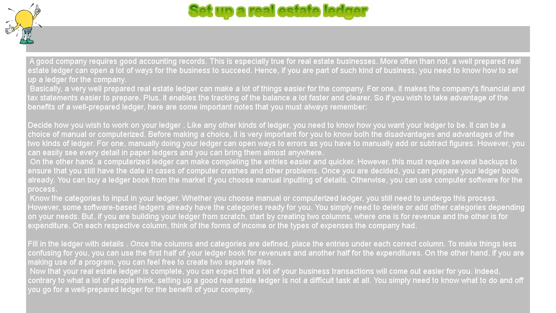Fill in the ledger with details. Once the columns and categories are defined, place the entries under each correct column. To make things less confusing for you, you can use the first half of your ledger book for revenues and another half for the expenditures. On the other hand, if you are making use of a program, you can feel free to create two separate files.